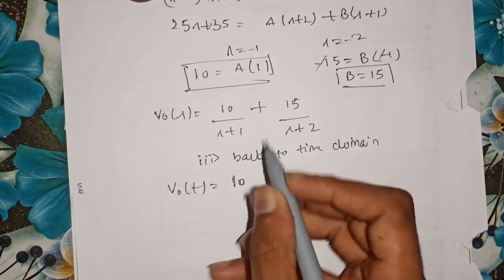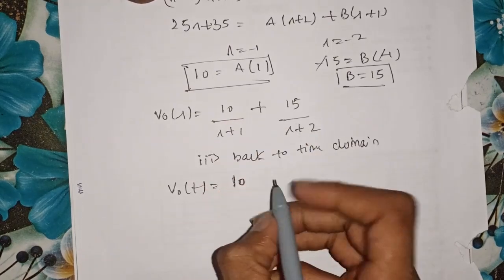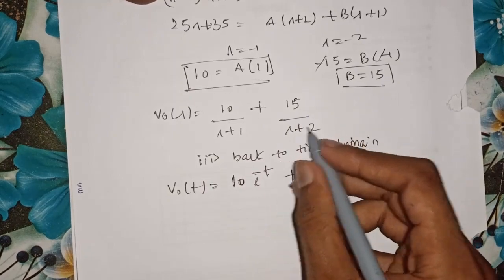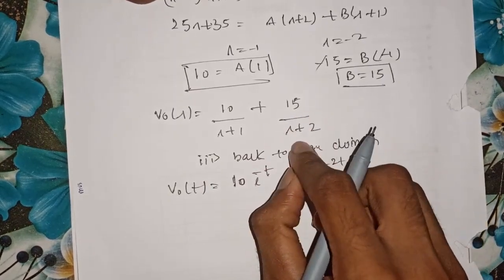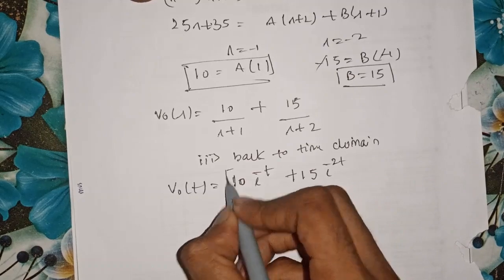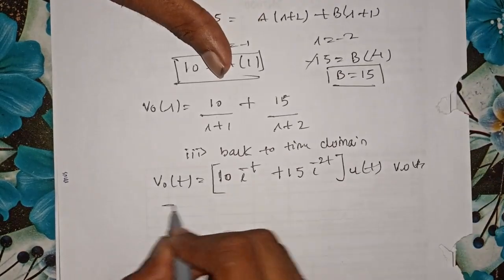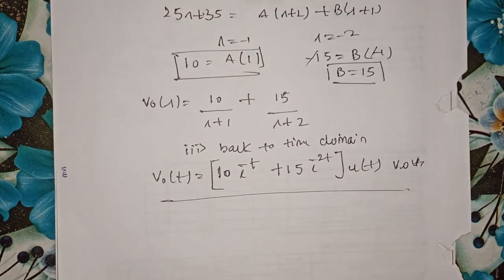10 is constant. What is the inverse of 1 over s plus 1? It is e power minus t. Similarly, plus 15 into e power minus 2t. Inverse Laplace of 1 over s plus 2 is e power minus 2t u of t. So this is your final answer. This is a quite lengthy problem, but you can solve it if you know the basics of it.